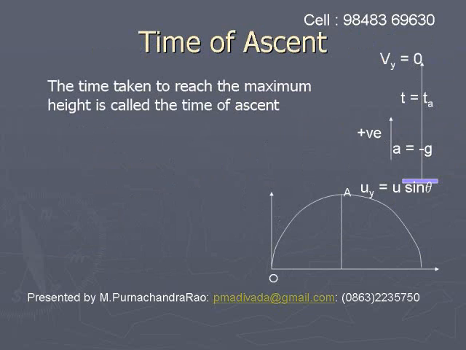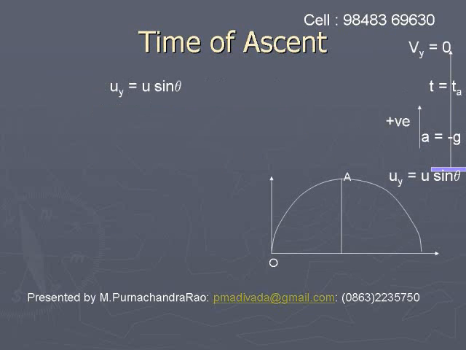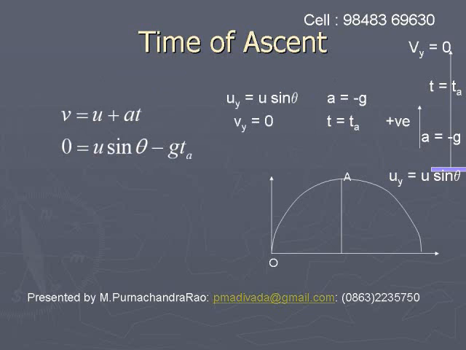Time of ascent. The time taken to reach the maximum height is called time of ascent. For finding time of ascent also, it is enough if we consider the vertical motion of the projectile. Initial velocity uy is equal to u sin theta, a is equal to minus g, time of ascent t is equal to ta, and velocity at maximum height is 0, vy is equal to 0. Let us substitute these values in the relation v is equal to u plus at.